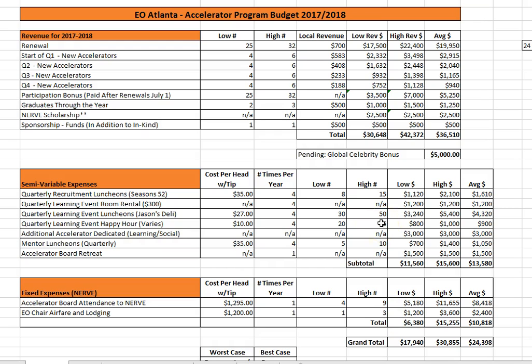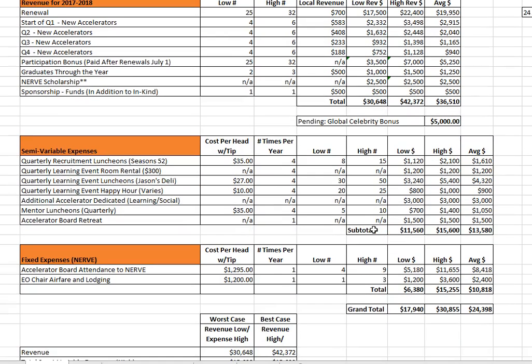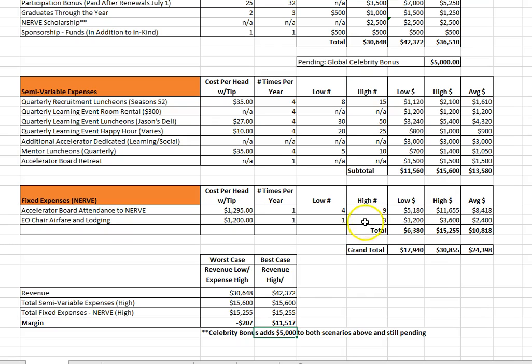As you can see, there's still some variables, and a lot of this will be pending, as is with EO, on what the renewals look like. But that gives you an idea.